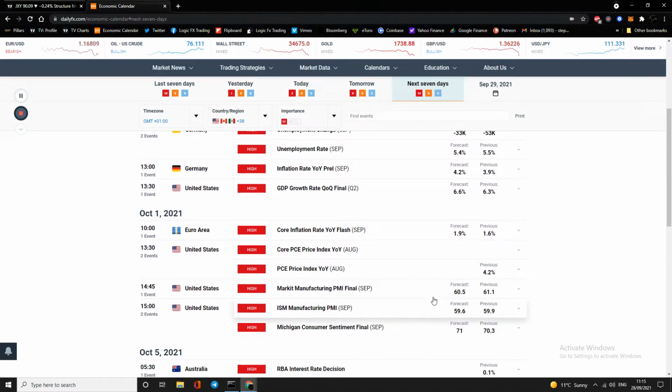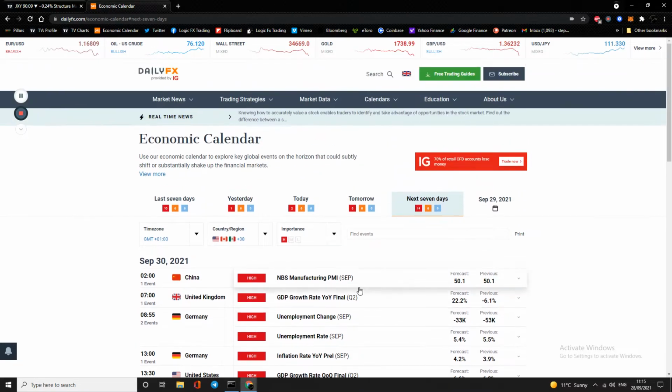If these numbers come in high, we may see a more upward movement in DXY. But remember, DXY is also a weighted average. So if the other currencies are also getting strong, you might not see that big a move. But we'll keep an eye on that, guys.